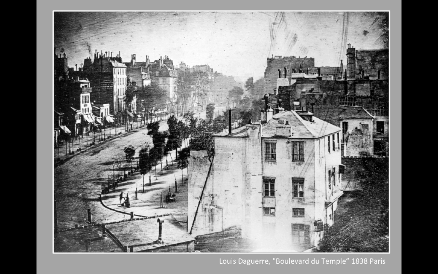This early photograph by Daguerre himself, the inventor of the daguerreotype, was shot in Paris in 1838, and it shows the effect of slow shutter speeds in crowded streets.